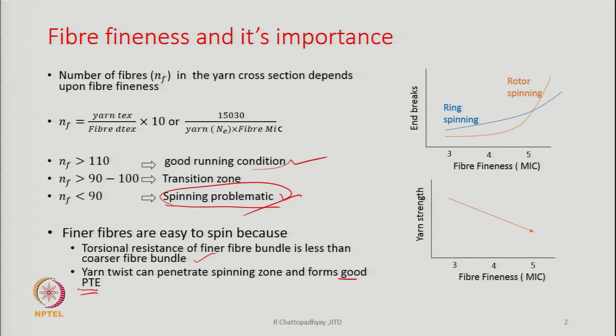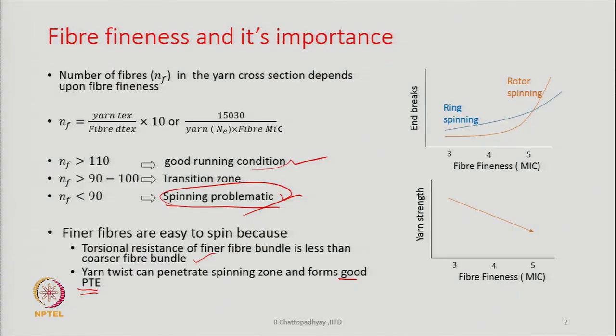PTE we have already discussed earlier. PTE is peripheral twist extent, that is part of the twisted yarn that remains in contact with the rotor groove. So, we need a certain amount of PTE to ensure stable spinning, otherwise the spinning becomes very unstable. So, finer the fibers, better it is.